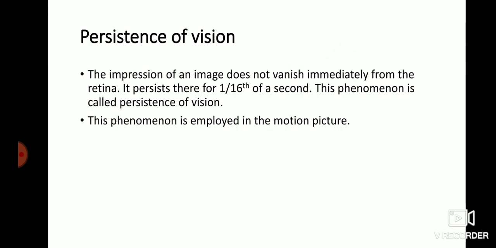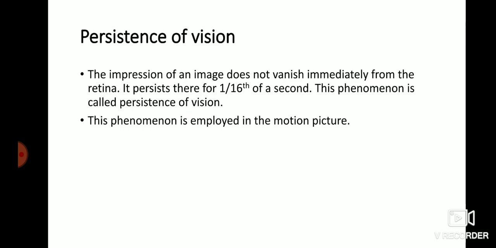Next, persistence of vision. The impression of an image does not vanish immediately from the retina. It persists for 1/16th of a second, and this phenomenon is called persistence of vision. That means if still images of a moving object are flashed on your eye at a rate faster than 16 per second, then our eye perceives the object as moving. Our eye cannot recognize the images separately.